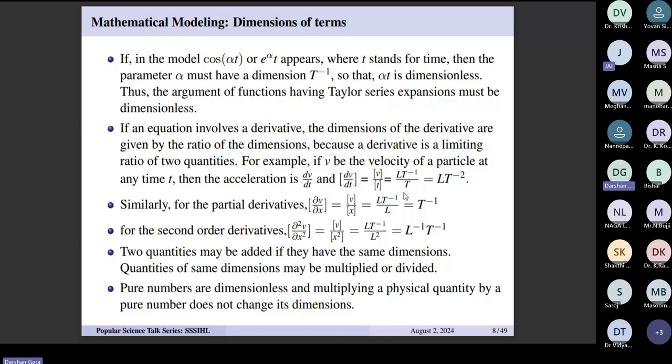And if two quantities have the same dimension, then only you can add them. Think about a mathematical model like the predator-prey model or any model you write. How do you add these terms on the right-hand side? Because these terms have the same dimension, you are able to add them. But if the terms do not have the same dimension, then you are going to multiply or divide those quantities. Pure numbers do not have any dimension; they are dimensionless. So whenever you call a particular quantity dimensionless, then when you find the dimension of that quantity, it should come out as a number, because a number has no dimension.